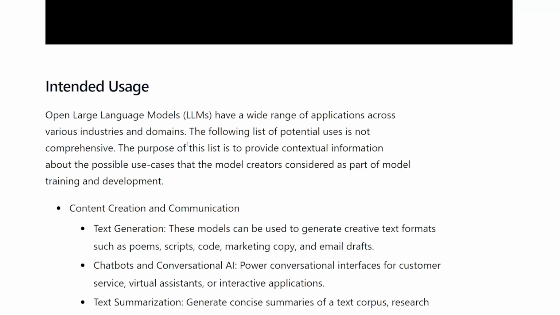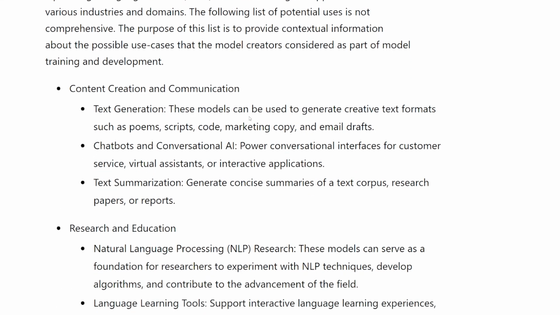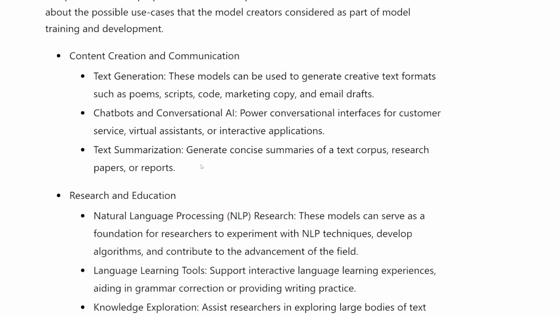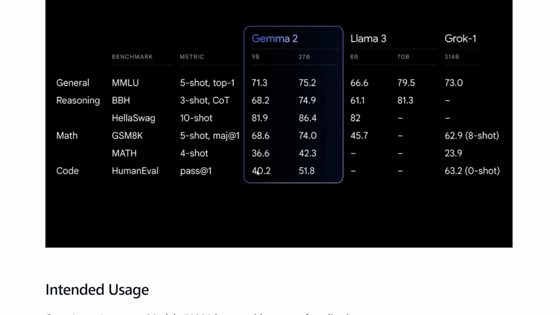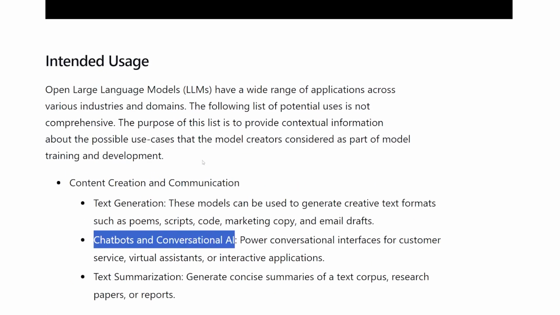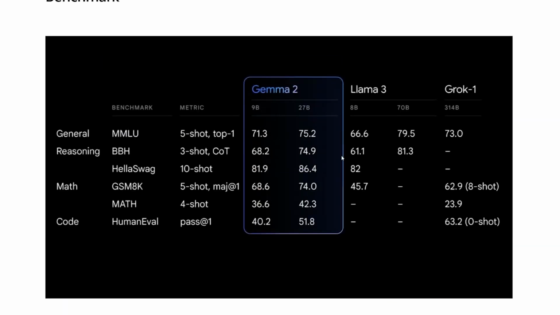The intended usage for this model is content creation and communication, and some sort of research and education. It starts with text generation: make a script, write a poem, text formatting, and fixing grammar. So I feel like Gemma 2 is created toward mobiles. If you wanted to put it in a small device and run it, that would be a good model. It's actually better than Llama 3 as a smaller model.